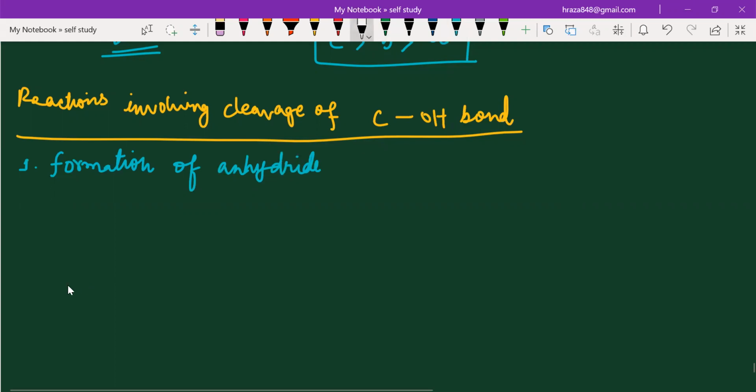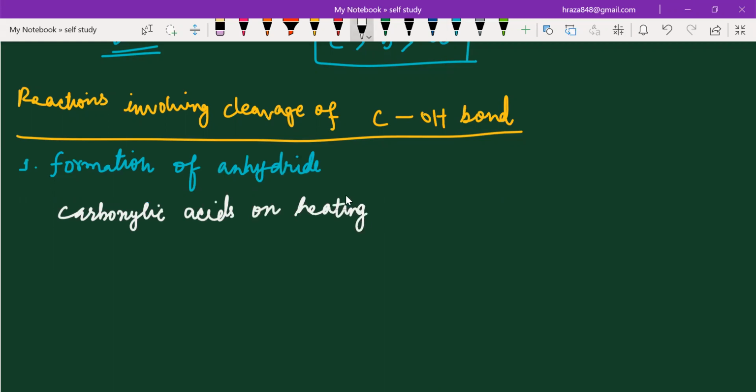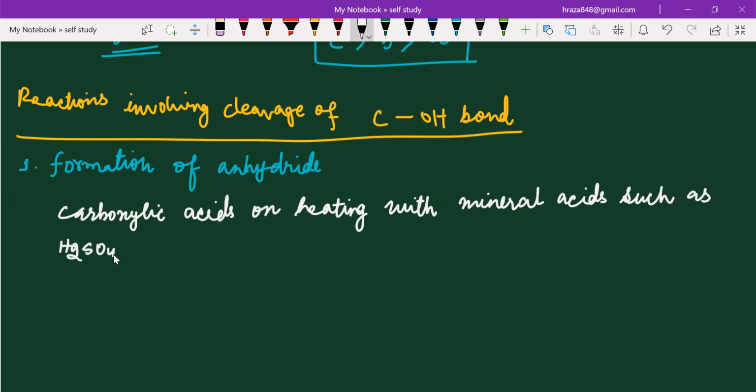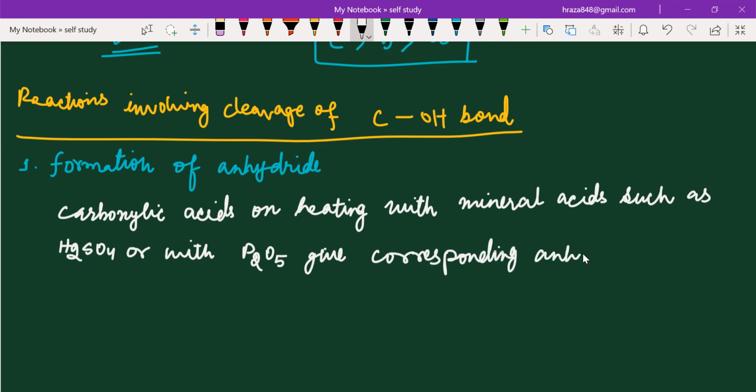So as you know, I'm going to write a point about this: carboxylic acid on heating with mineral acids such as H2SO4 or with P2O5 gives the corresponding anhydride.